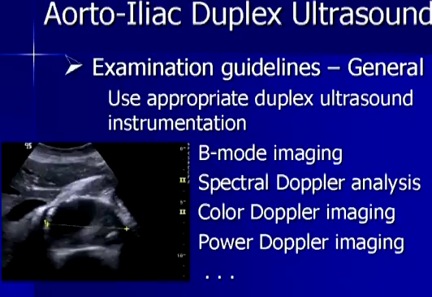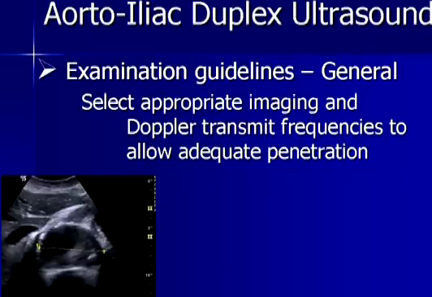You, of course, want to use appropriate instrumentation for B mode, spectral Doppler, color Doppler, power Doppler. Most of our modern ultrasound equipment can handle this study technically if we choose the right probes and instrumentation. You want to select the proper and appropriate imaging and Doppler frequencies, remembering that you may have to allow for additional penetration in those large patients. On the other hand, this is ultrasound. There are trade-offs to be made.